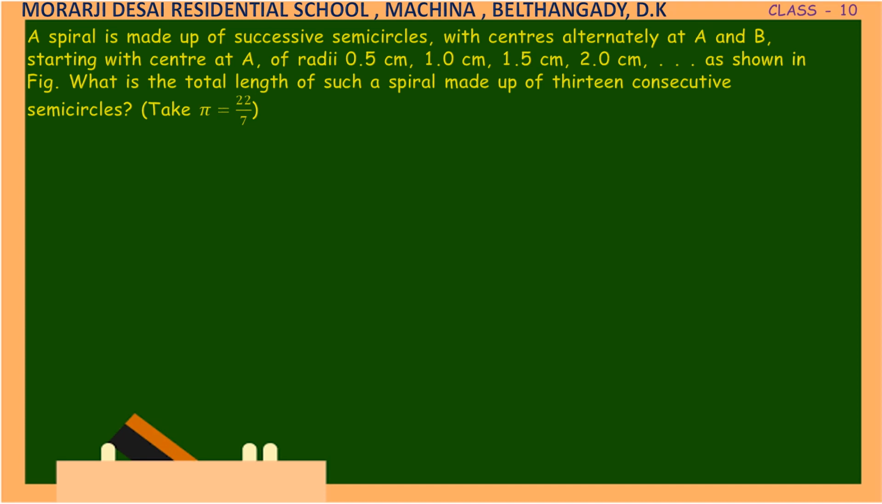Look at this question. A spiral is made up of successive semicircles with centers alternately at A and B. Starting with centers at A, of radii 0.5 centimeter, 1 centimeter, 1.5 centimeter, 2 centimeter, as shown in the figure. What is the total length of such a spiral made up of 13 consecutive semicircles? Take pi is equal to 22/7.